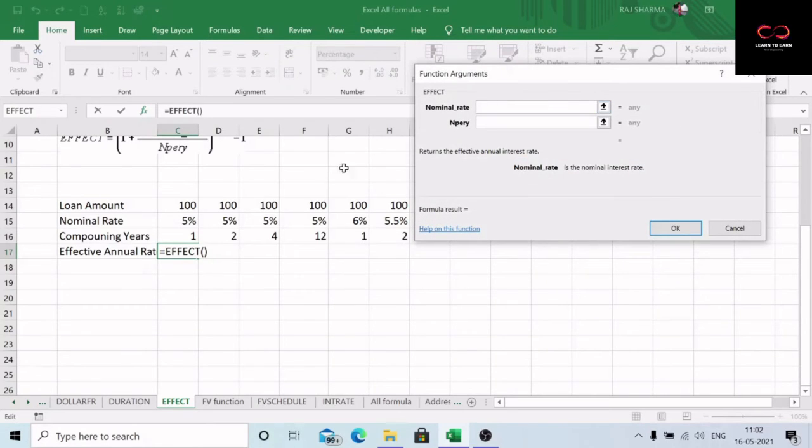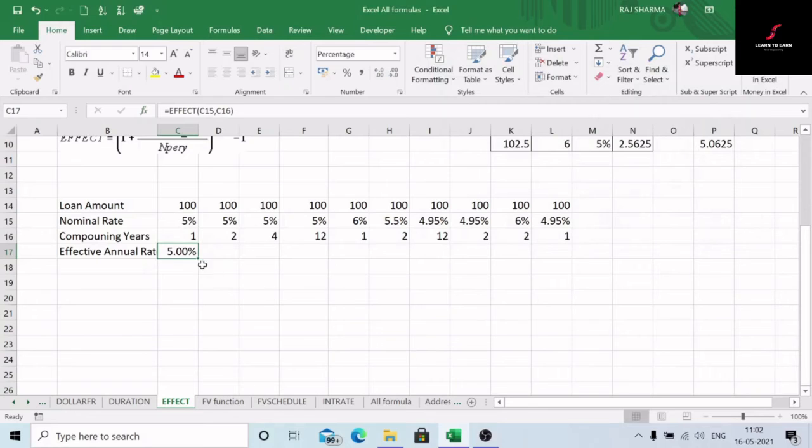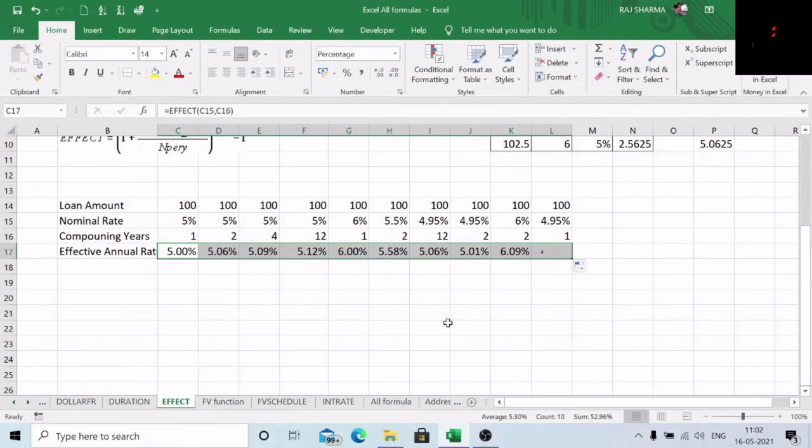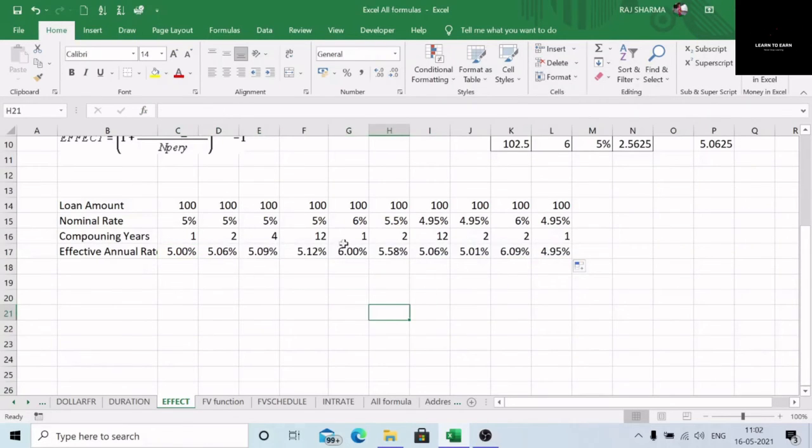Only two variables are required. The nominal rate is there, that is 5%, and the compounding frequency is 1, and then we can drag it. Now we can see that out of all these, the highest rate of loan will be 6.09 and the lowest one will be 4.95, this one, 4.95 with annual interest compounding frequency.